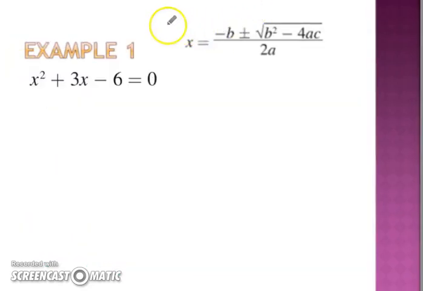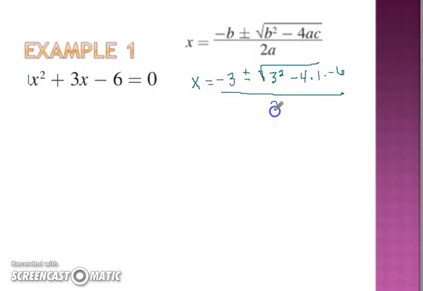Now, trying it with one more example. Again, make sure you've got your quadratic formula. So remember that this number represents a, this number represents b, and this number represents c. So plugging into our equation, we have x equals negative b, so negative 3, plus or minus the square root of b squared. So b is 3, so 3 squared minus 4 times a. A is, there's not a number there, so think of it as a 1. So 4 times 1 times negative 6, all over 2 times a, and a was 1.